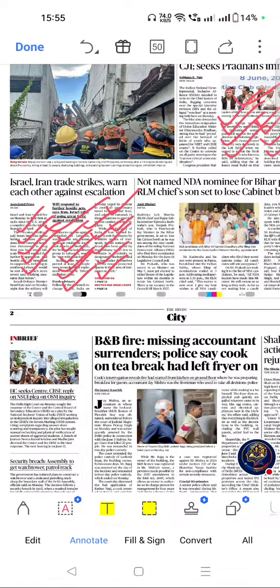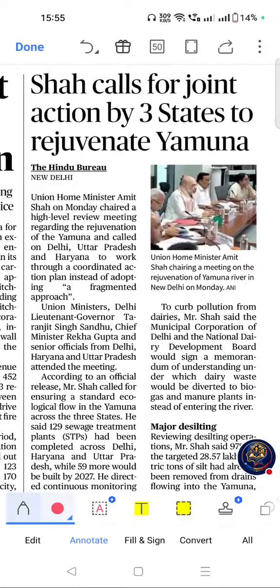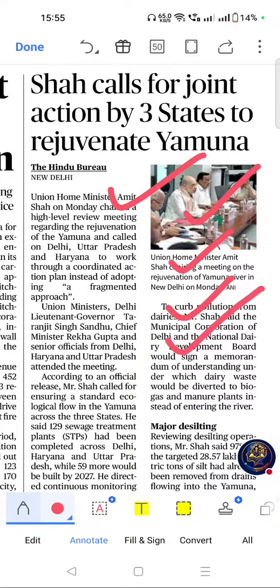Next important article from this page was this one: Saha calls for joint action by 3 states to regenerate Yamuna. If you see the importance of this article, Yamuna pollution is one of India's most discussed environmental issues. River regeneration is a recurring UPSC topic. Questions frequently appear on STPs and wastewater treatment, and it is an important example of interstate environmental governance, relevant for Sustainable Development Goals (SDGs).